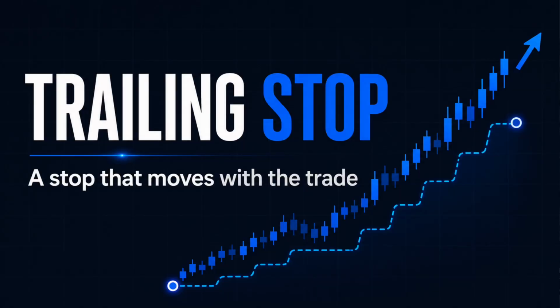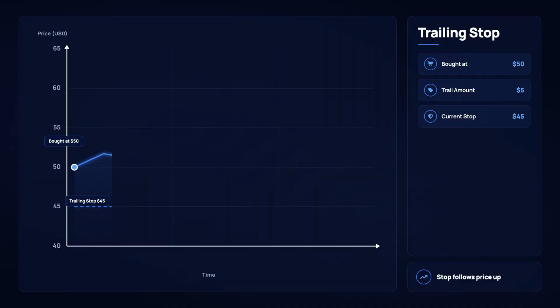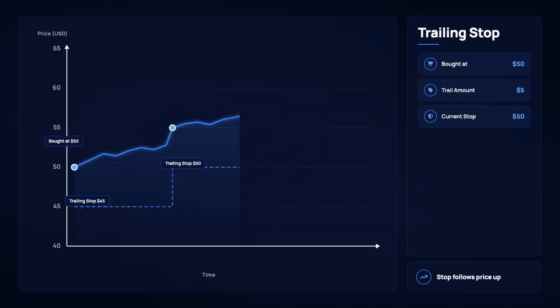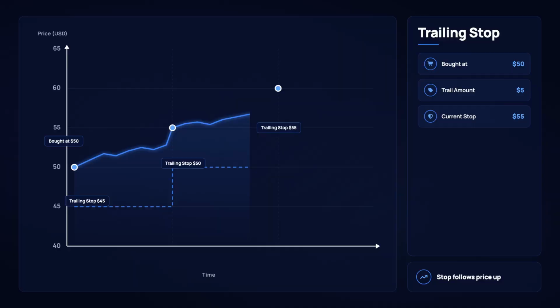Now let's talk about trailing stops. A trailing stop is basically a stop that moves with the trade when the trade starts to move in your favor. Let's say you buy that stock at $50. You set a trailing stop of $5. If a stock goes up to $55, your trailing stop trails behind by $5. So your stop would move up around $50. If the stock goes up to $60, the trailing stop moves up again, now around $55.